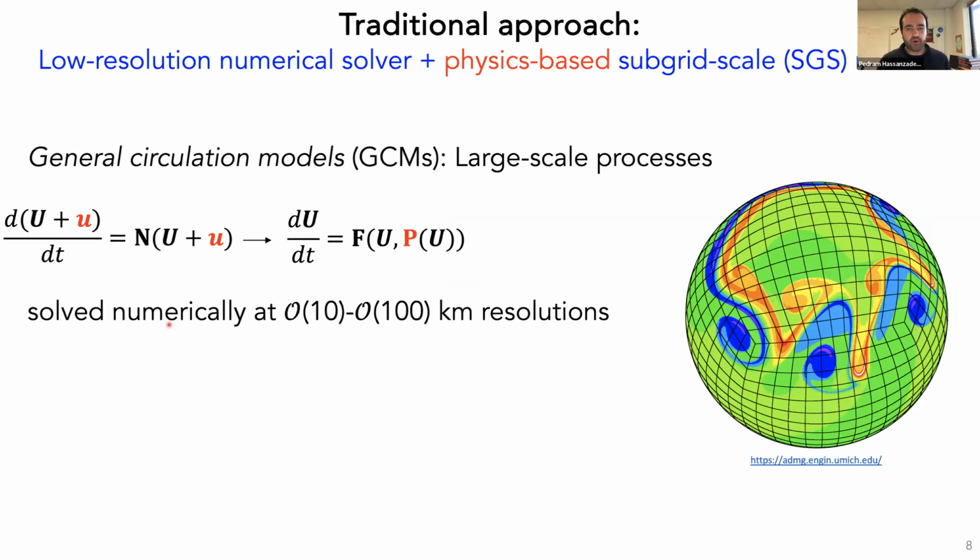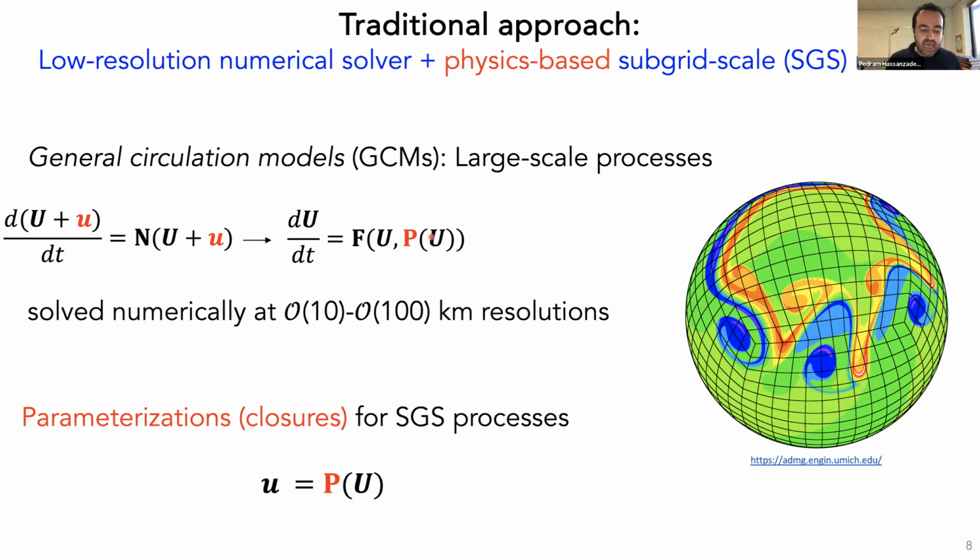Now, the traditional approach to this has been to use a low resolution numerical solver, which we can call a GCM, to only solve for the largest scales. But to do that, we need to rewrite our governing equations only in terms of the largest scales. And in order to do that, we need these functions P. These are called parameterizations or closures that would tell us something about the smallest scales in terms of the large resolved scales.